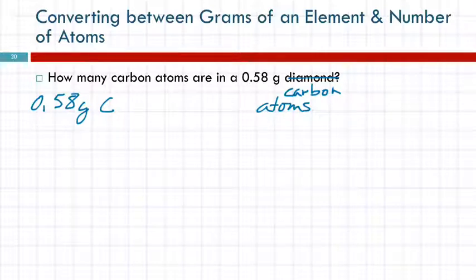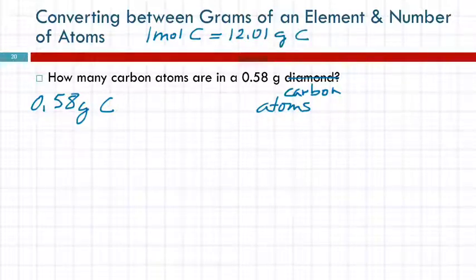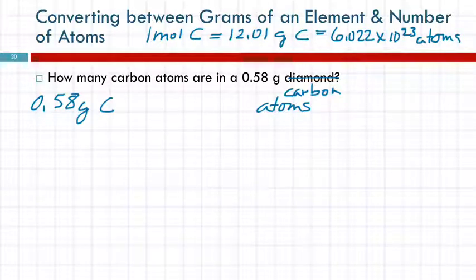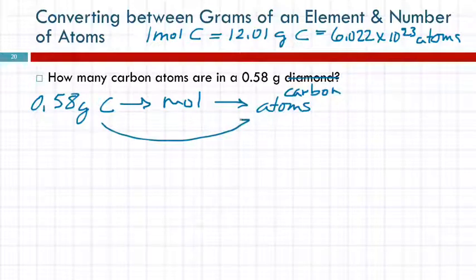So we know from the periodic table that 1 mole of carbon is equal to 12.01 grams of carbon. How many atoms in 1 mole? Well, it's Avogadro's number, 6.022 times 10 to the 23rd atoms. So we could go grams to moles to number of atoms, or we could go grams straight to number of atoms, because 12 grams of carbon is 6.022 times 10 to the 23rd atoms, because that's what a mole means.